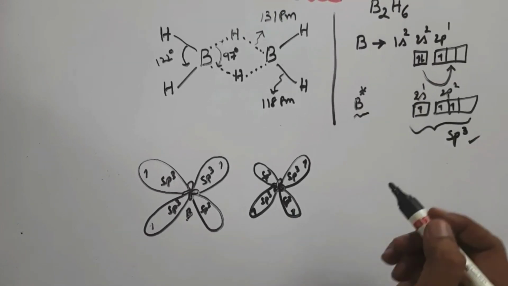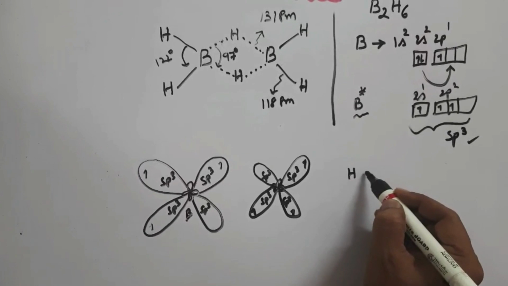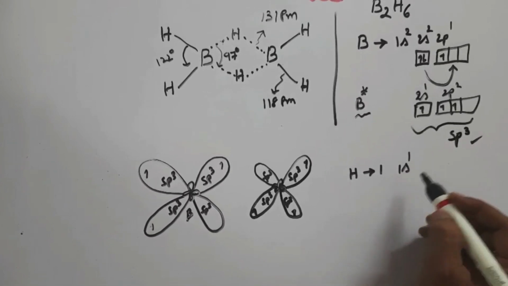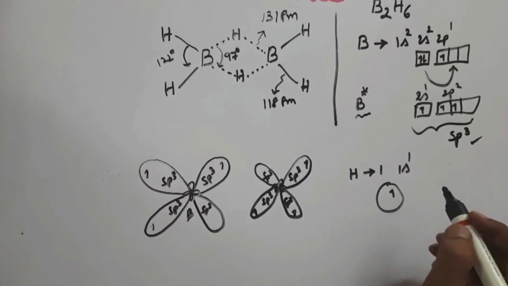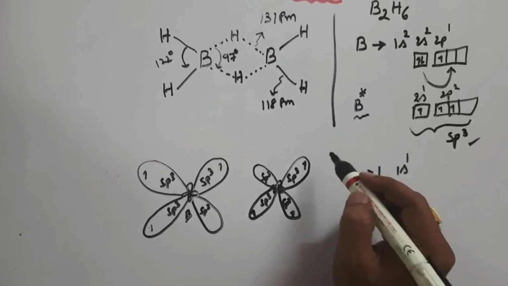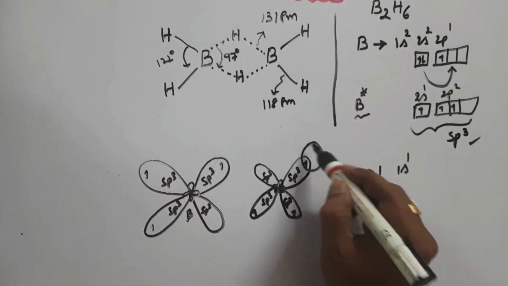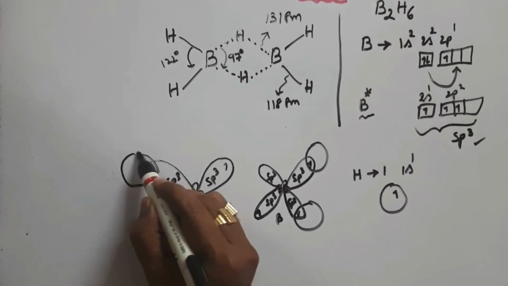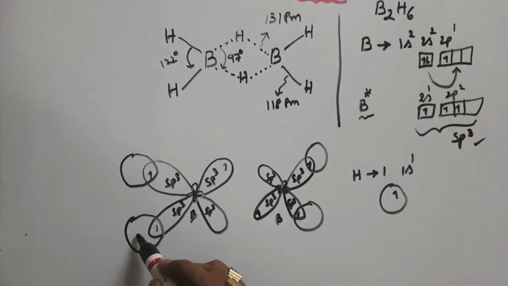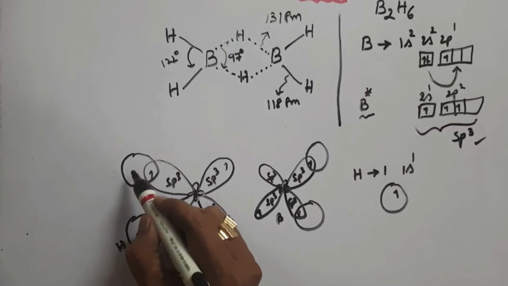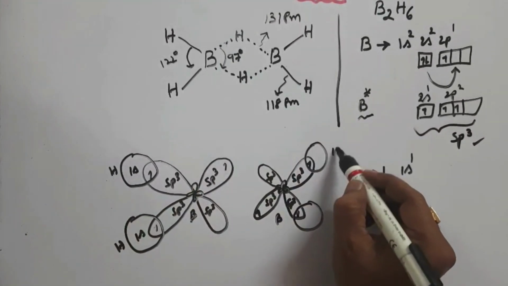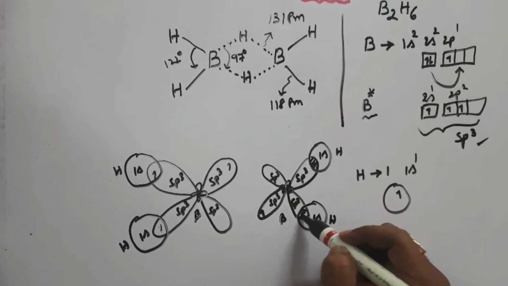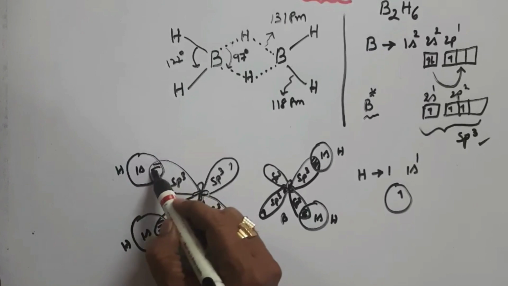Now what are the other orbitals we have? The other orbitals we have are the hydrogen atom 1s orbitals, because hydrogen is having atomic number 1, therefore its electronic configuration is 1s1, so it has a half-filled 1s orbital like this. Now this half-filled 1s orbital of hydrogen overlaps with half-filled sp3 hybrid orbitals of boron to form the terminal BH bonds as shown here. So in this way, 4 terminal BH bonds are formed.